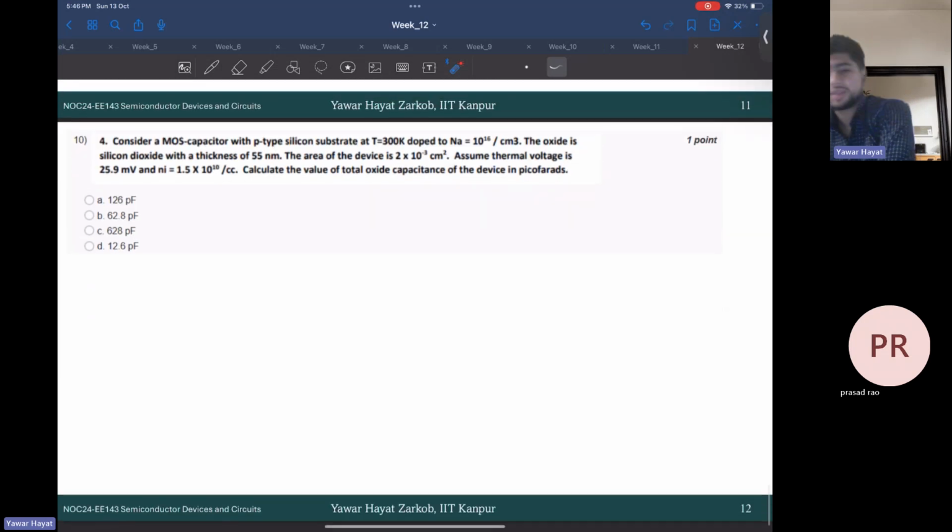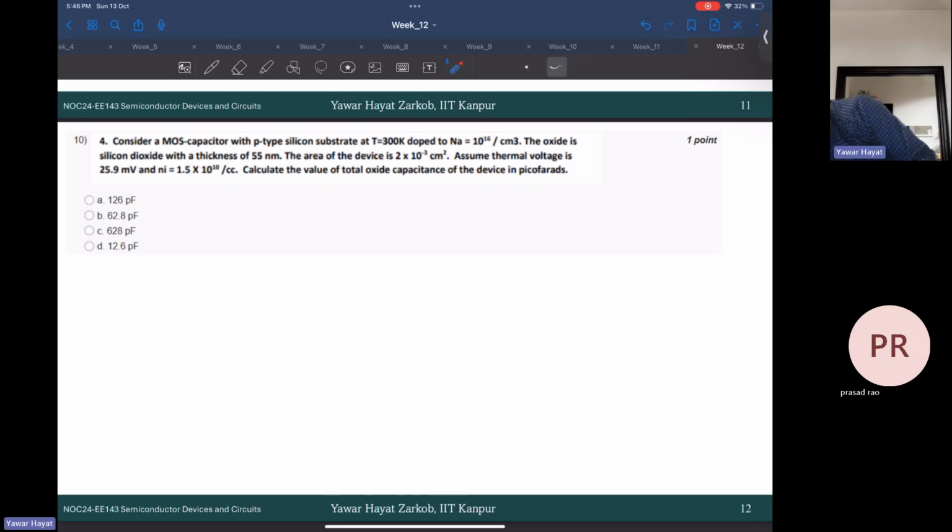Then we'll move on to the 10th question, which is actually the last one I planned for today, because this week 12 content was very short compared to other contents. That's why this will finish up relatively faster compared to the other live sessions. So this is the last question. Consider a MOS capacitor with a P-type silicon substrate. Okay, this is your conventional MOS capacitor. You have to consider this with a P-type silicon substrate at T equal to 300 Kelvin.